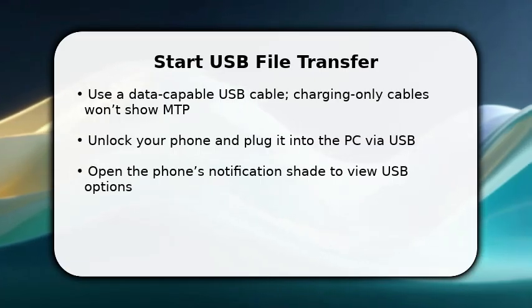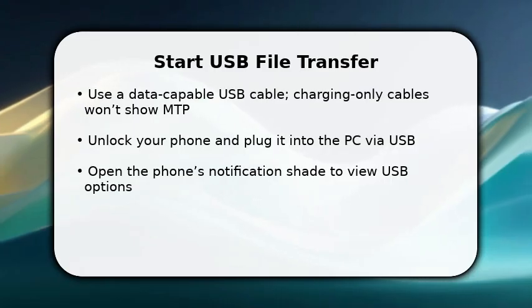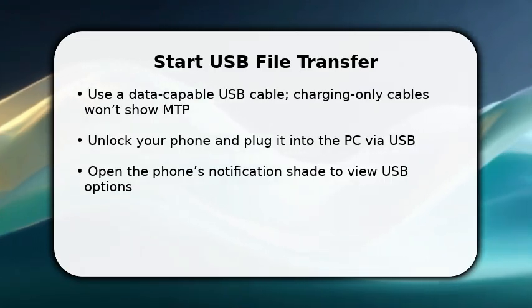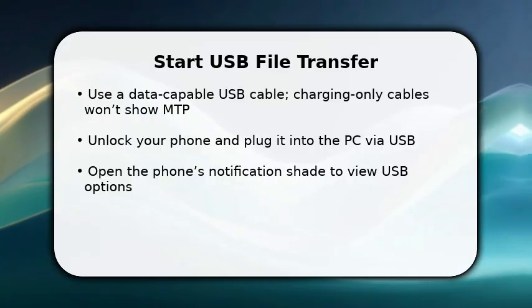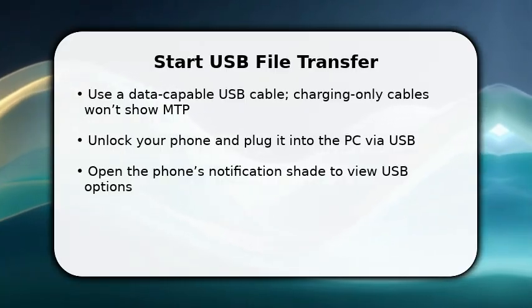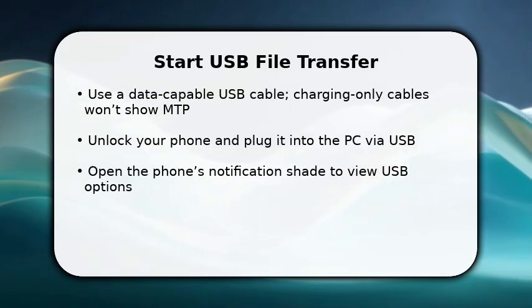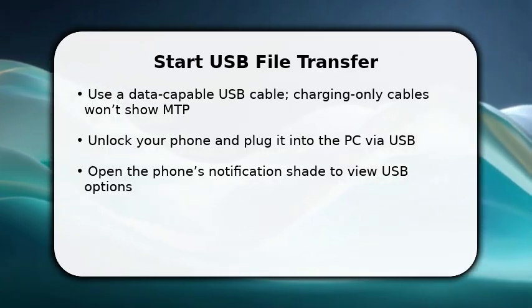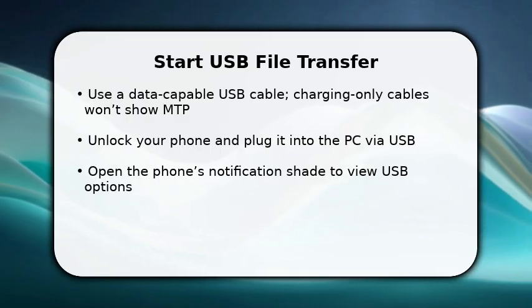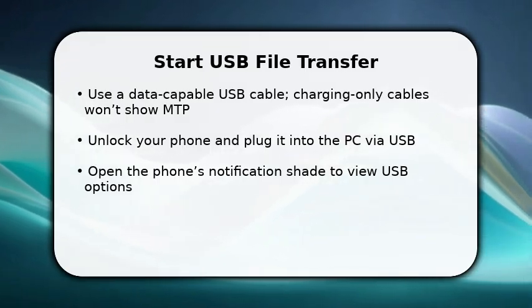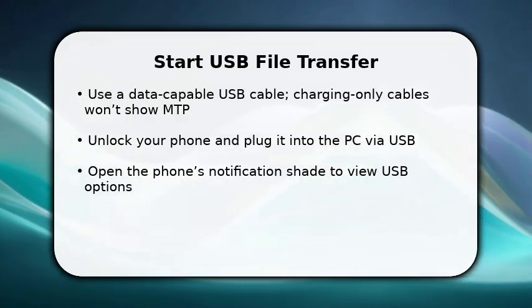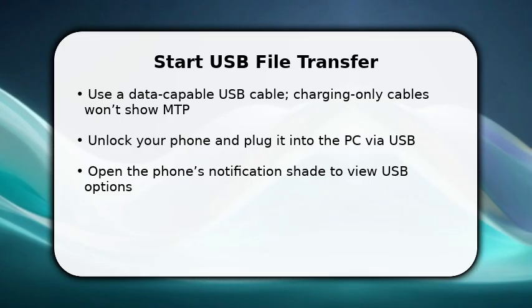You're ready to begin. Use a data-capable USB cable and plug the phone into your computer. Once connected, unlock the device and swipe down to open notifications. You'll see a USB option that likely reads charging or USB for file transfer. Tap it now. Choose Transfer Files, MTP, so the computer can browse media. This direct action avoids extra settings.